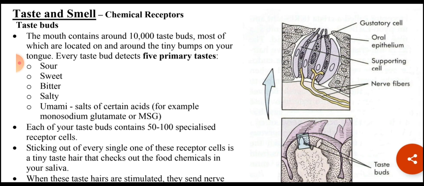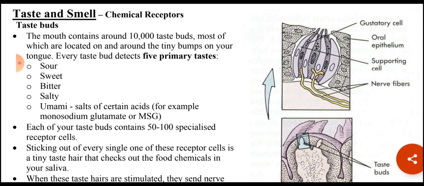Every taste bud detects five primary tastes: sour, sweet, bitter, salty, and umami, salts of certain acids, for example, monosodium glutamate or MSG. Each of the taste buds contains 50 to 100 specialized receptor cells.